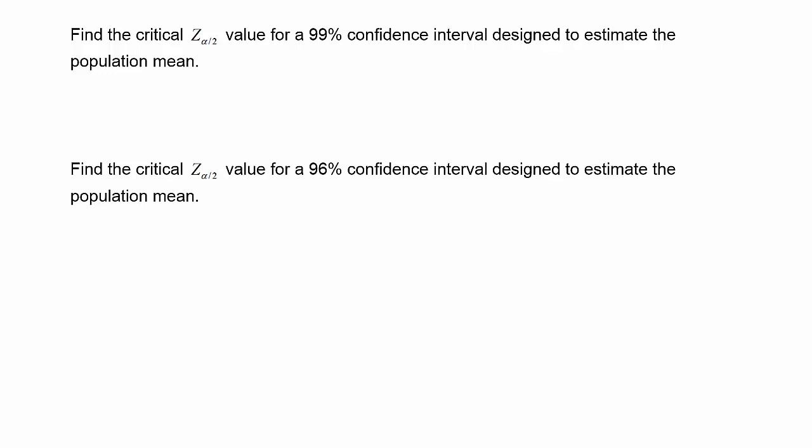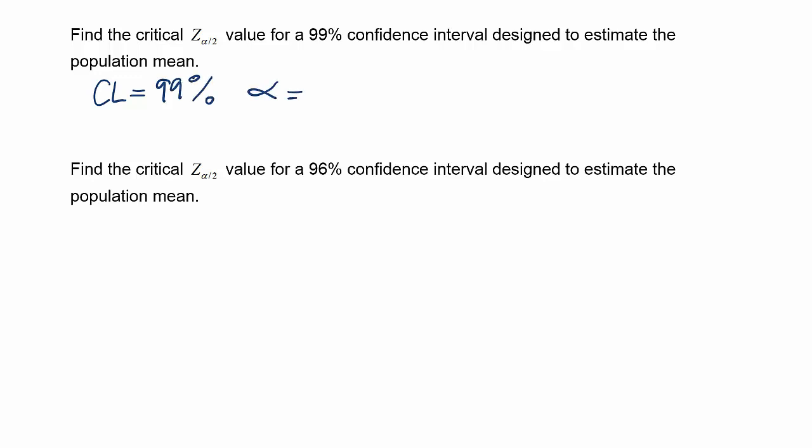Find the critical Z alpha divided by 2 value for a 99% confidence interval designed to estimate the population mean. All right, so if you're trying to solve this problem, when you're looking for a critical value, what you need to remember is that you need to look for the confidence level in the problem. And then from there, you're going to say, okay, if the confidence level is 99%, what is alpha?